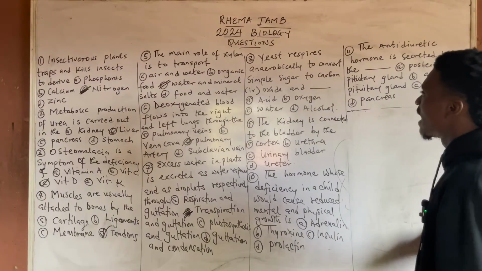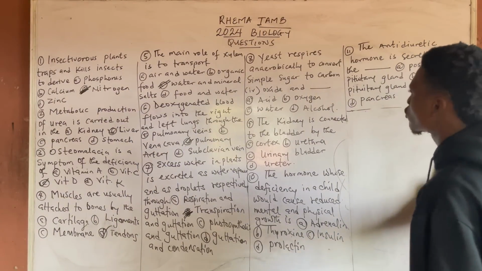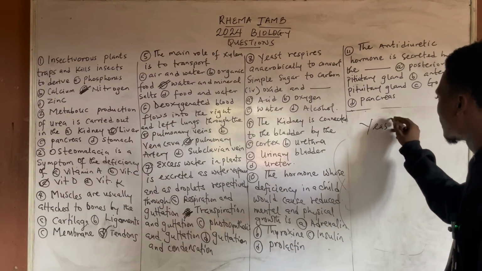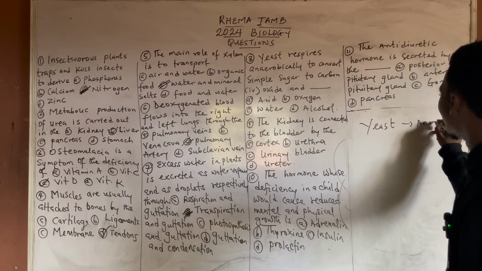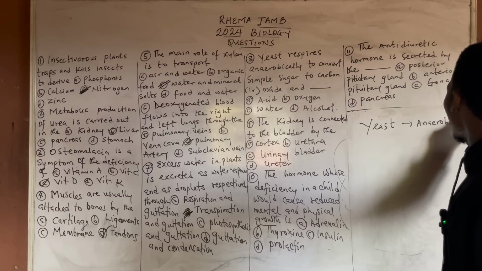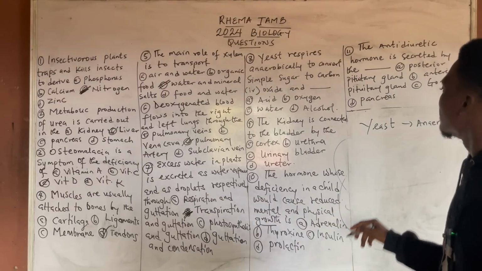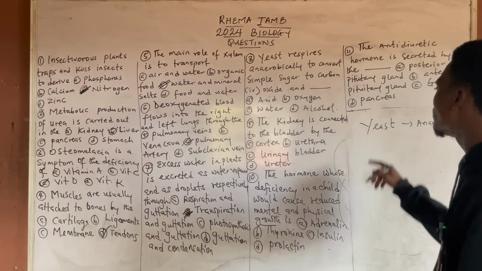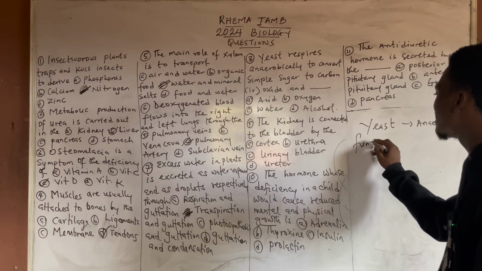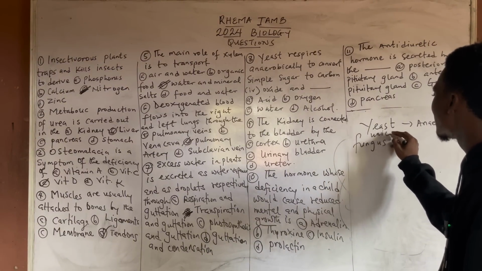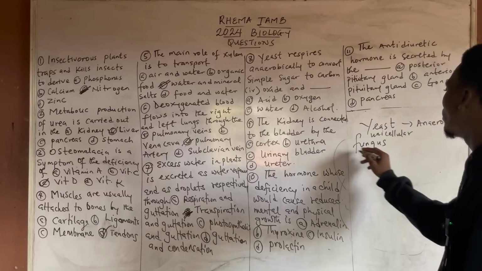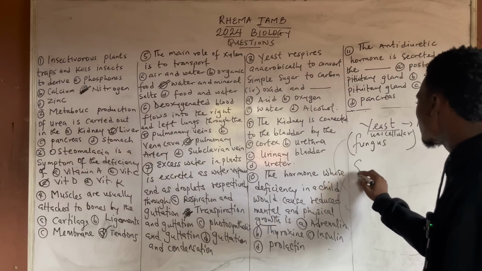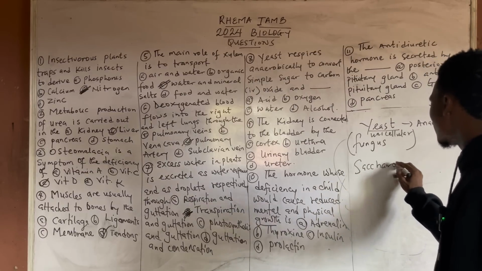Yeast respires anaerobically to convert simple sugar to carbon dioxide and dash. First and foremost, yeast respires anaerobically. When we say anaerobically, what does that mean? It means the respiration that occurs in the absence of oxygen. All right? And you see yeast. Yeast is a fungus, and it happens to be a unicellular fungus. In fact, amongst all fungi, the only unicellular fungus is what? Yeast. And its scientific name is Saccharomyces cerevisiae.